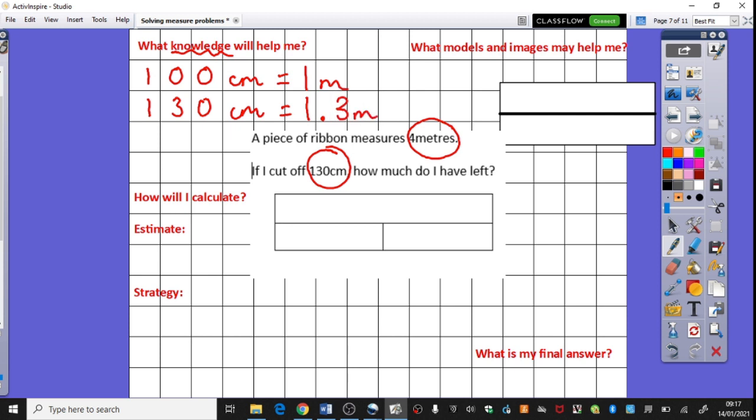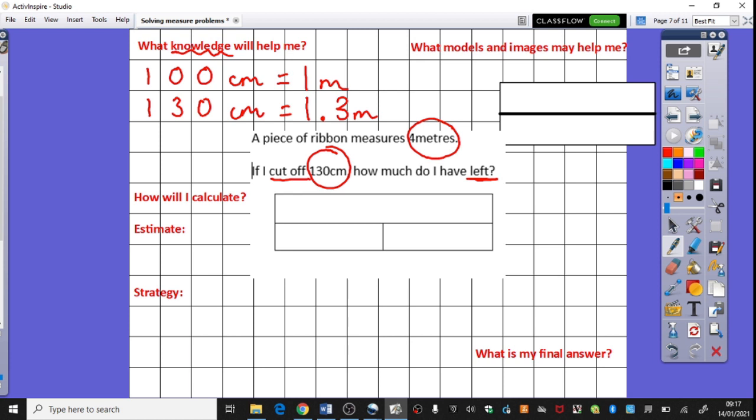And the question says, if I cut off, really important, if you cut something off, 130 centimeters, how much do I have left? What operation do you think we may be using there? Yeah, we're looking at subtraction, we're taking away.